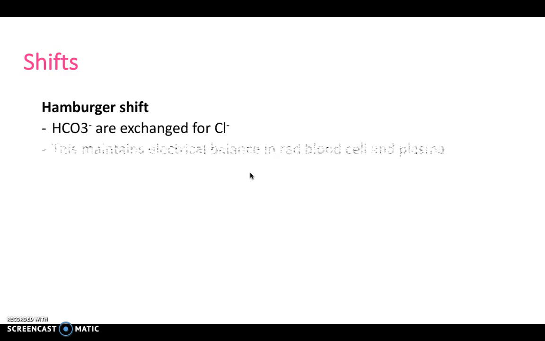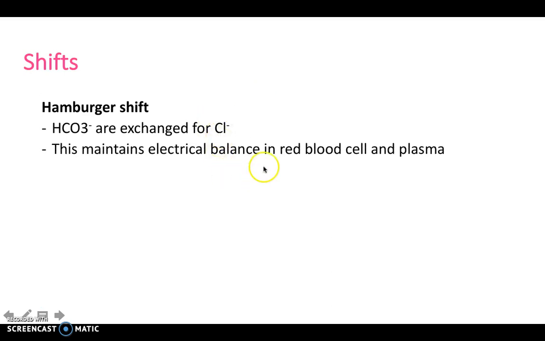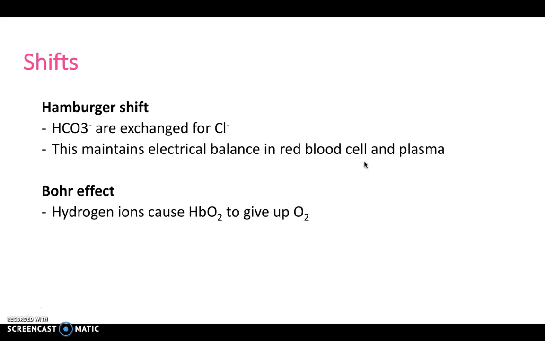So first of all, you've got the hamburger shift or the chloride shift, and this essentially is where bicarbonate is exchanged for chloride ions, and this maintains the electrical balance in red blood cells and plasma. The next one is an interesting concept, and it's the Bohr effect, and it's possibly something you learnt back at A level. Essentially, it's where hydrogen ions cause hemoglobin bound to oxygen to give up the oxygen.